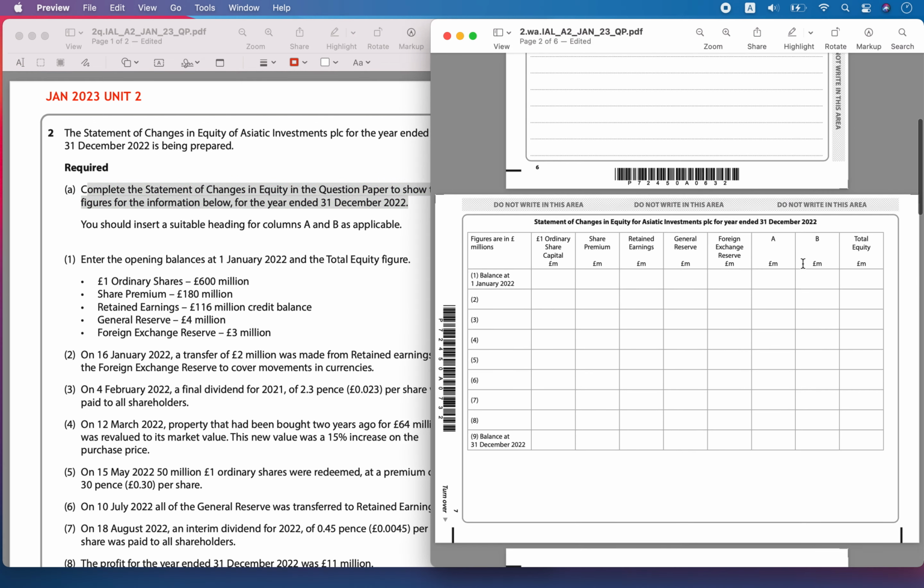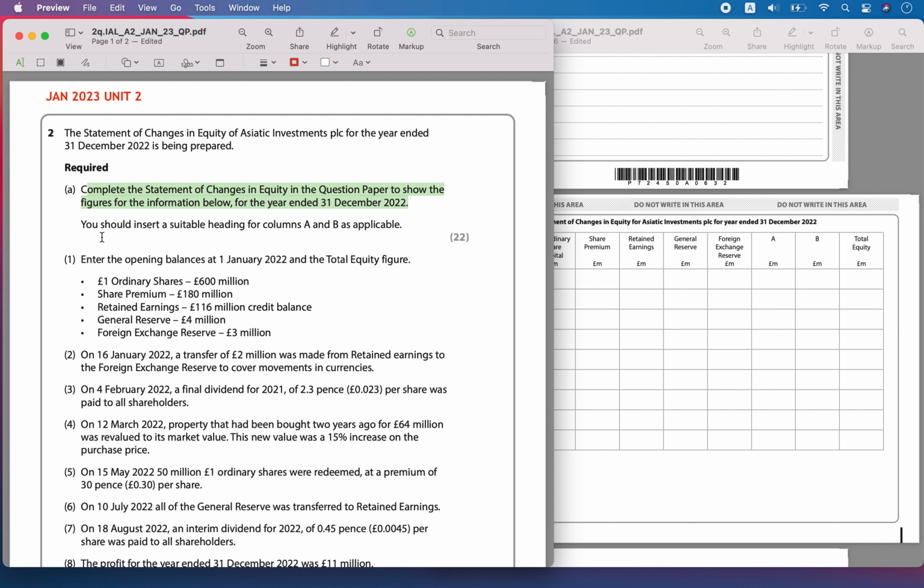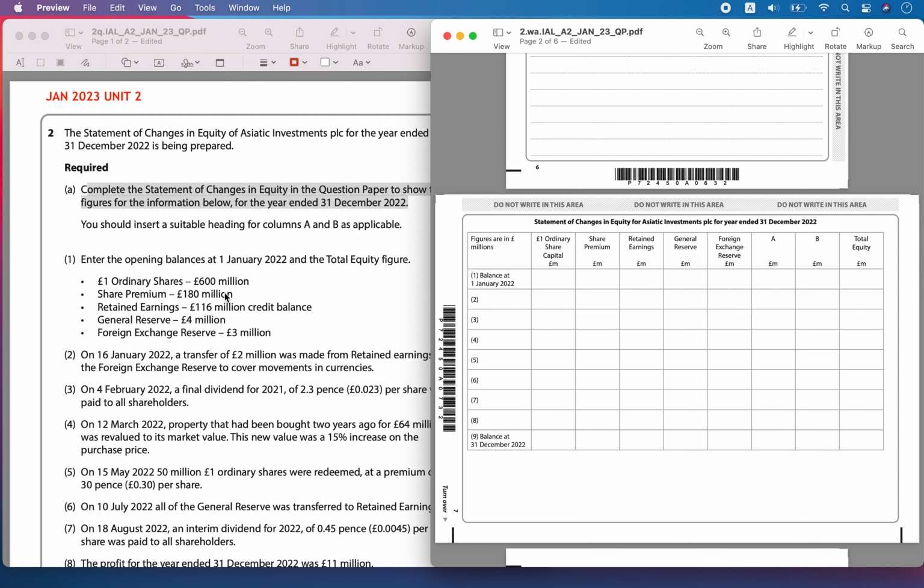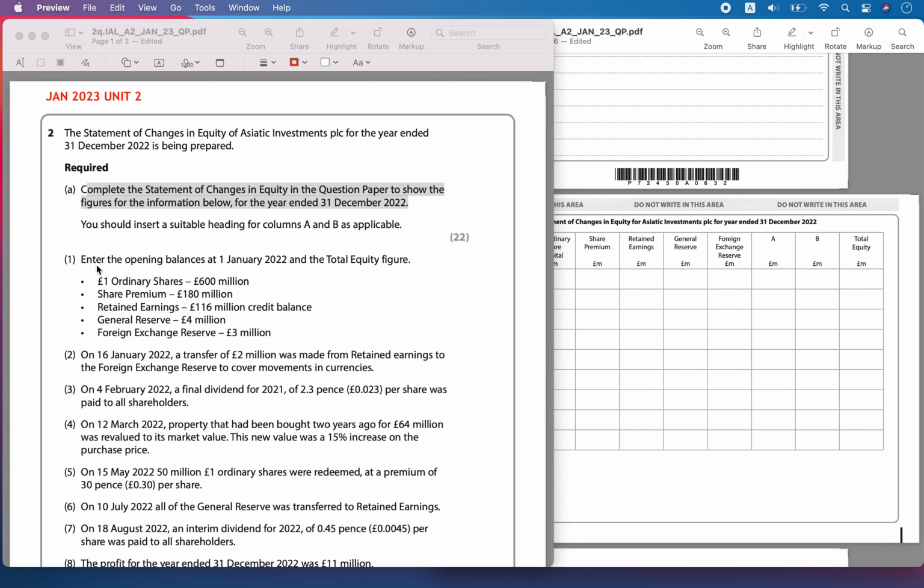Okay, so for A and B, we have to insert the name of that column when it is applicable. Now let's look at the information given, and for each piece of information we have to work out what transaction has happened, and then reflect that change in the statement of equity. The first one is to enter the opening balances at 1st Jan 2022 and the total equity figure.